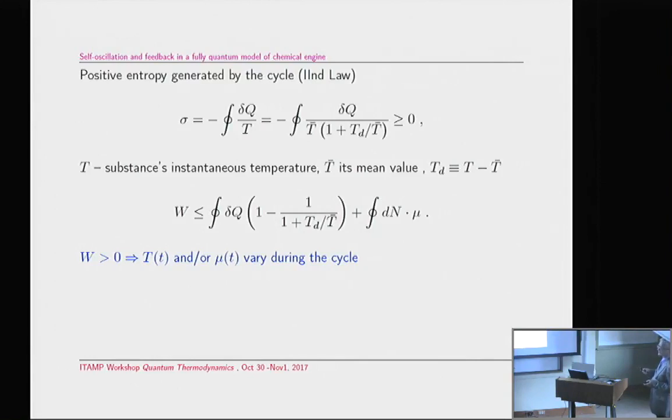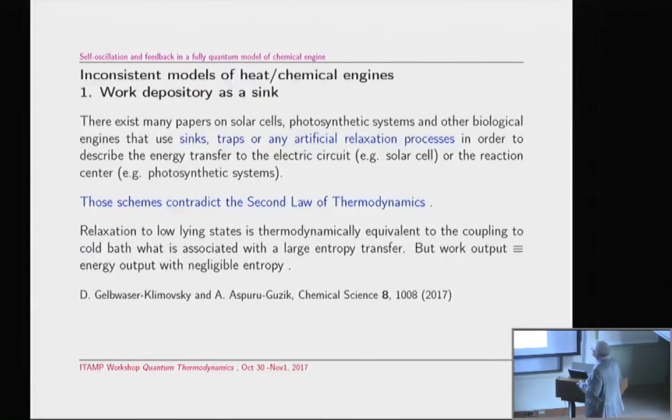Td is the difference between the temporal temperature and the average in time temperature. So you see that the work can be positive only if at least one of these variables, temperature or chemical potential, varies during the cycle. So it cannot be a steady state description in this picture. You really need a non-trivial cycle; during the cycle something must change in the system.